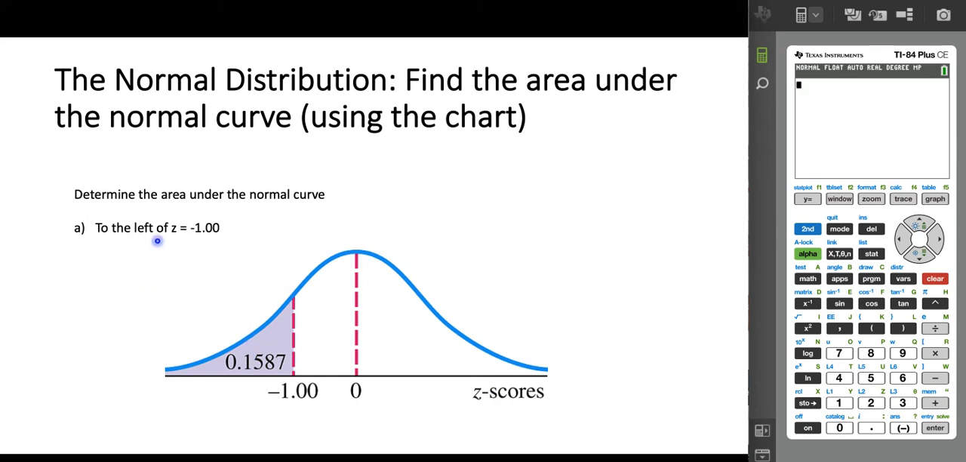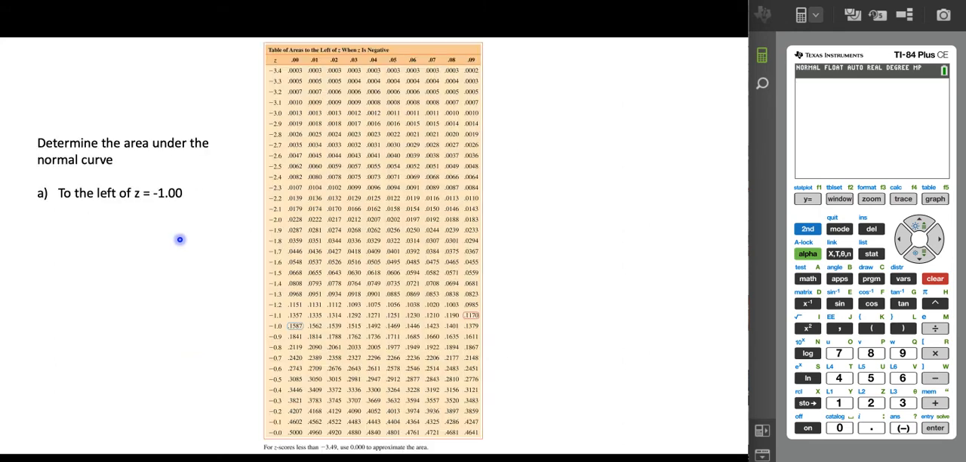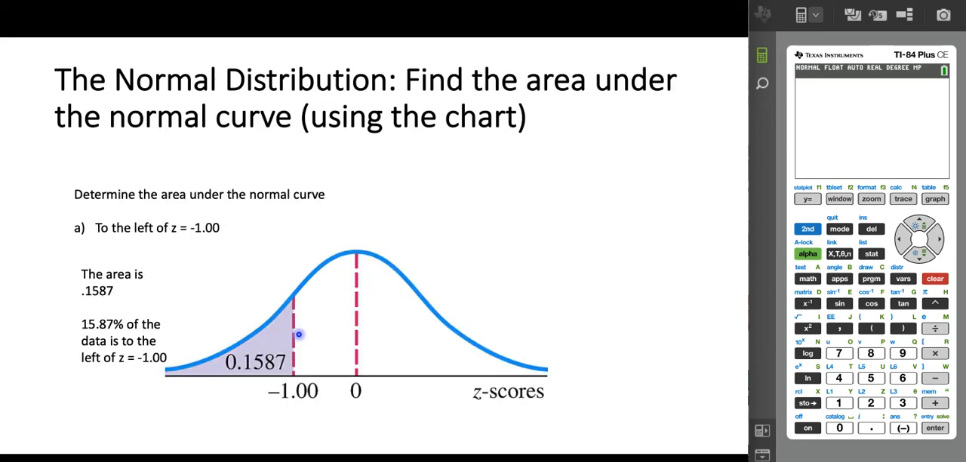So we want to find the area to the left of the z-score, which is negative 1. So what we're going to do is look in our chart at negative 1.00. That number is 0.1587. It's circled here in green. So the area to the left of negative 1.00 is 0.1587, and we found that in the chart.